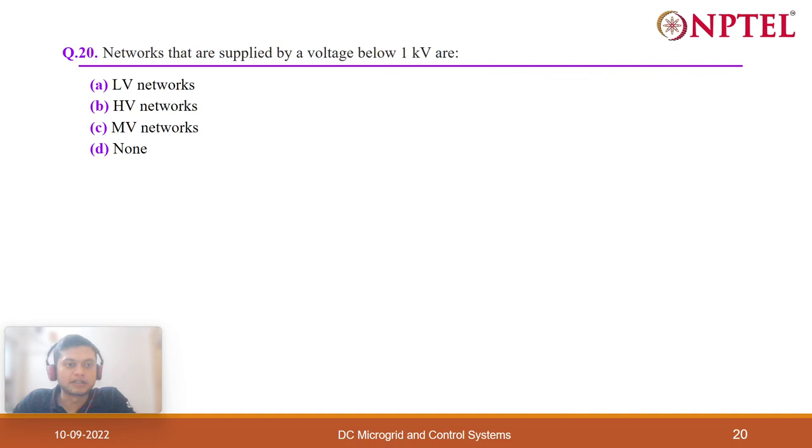So question number 20 is asking about networks that are supplied by voltage below 1 kV. What do you think: low voltage networks, high voltage networks, or medium voltage networks? Different standards follow different voltage levels, but generally below 1 kV is considered low voltage networks. So the correct answer will be A. And this is high voltage networks. This is medium voltage networks.